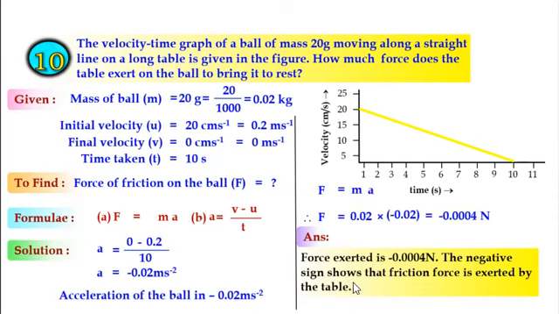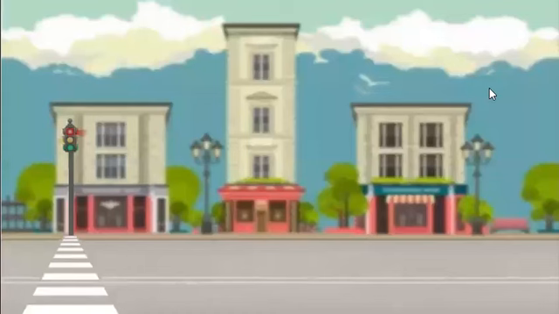The negative sign shows that the friction force is exerted by the table on the ball, not on the table. Remember, the force exerted by the table, which force? Friction force. Exerted by the table on the ball is minus 0.0004. So minus indicates opposite direction. Okay, friction force 0.0004.